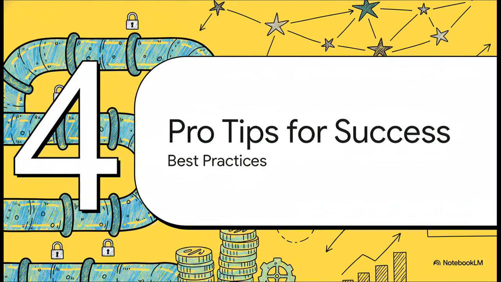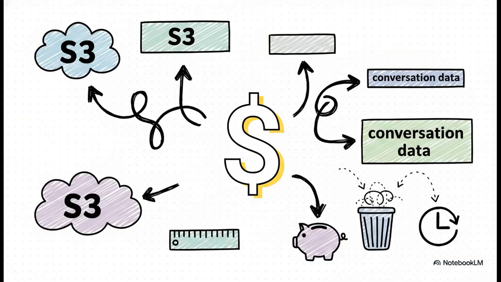Now, building the pipeline is one thing, but building it well, that's a whole other ballgame. So let's go over a few super important best practices to make sure your pipeline is robust, secure, and hey, even cost-effective. First on the list, a super practical tip, let's control those costs. Look, once your pipeline has processed the conversation data from S3, you probably don't need to keep that raw file just sitting there forever. So, by setting up S3 lifecycle policies, you can have them automatically deleted, which is a super simple way to keep your storage costs nice and low.